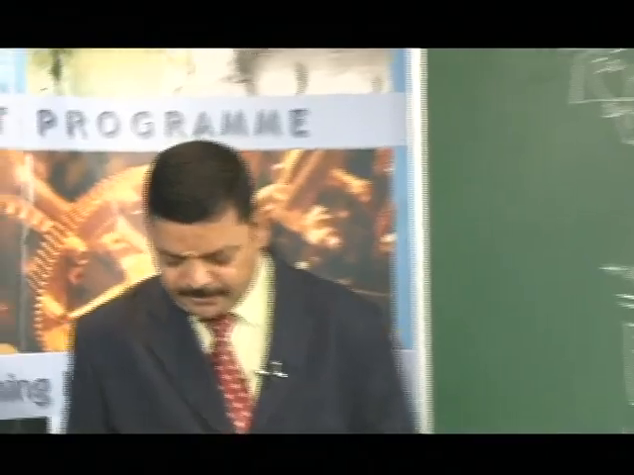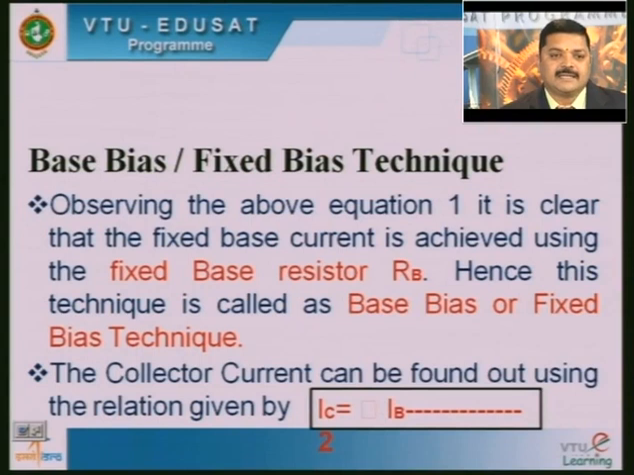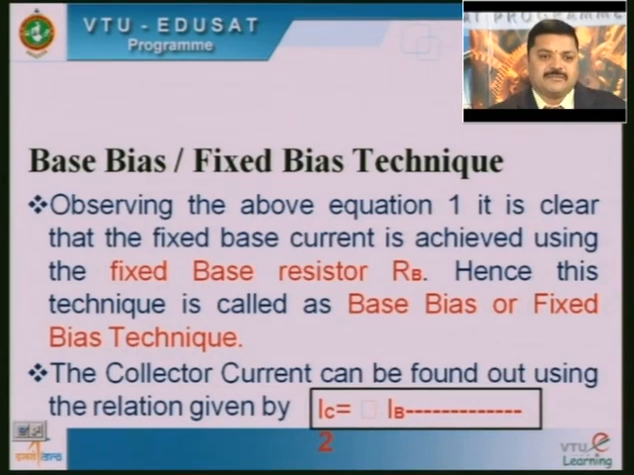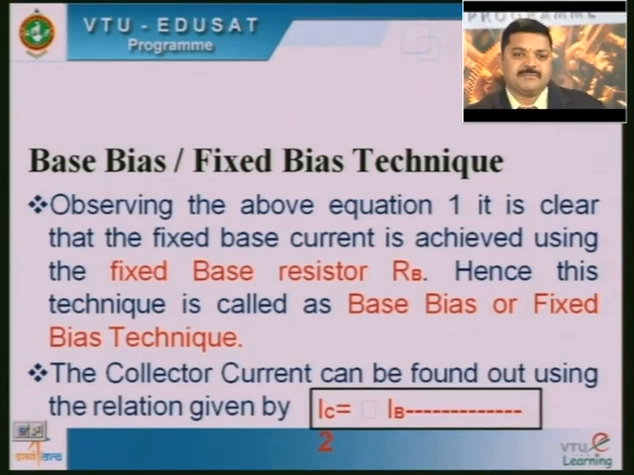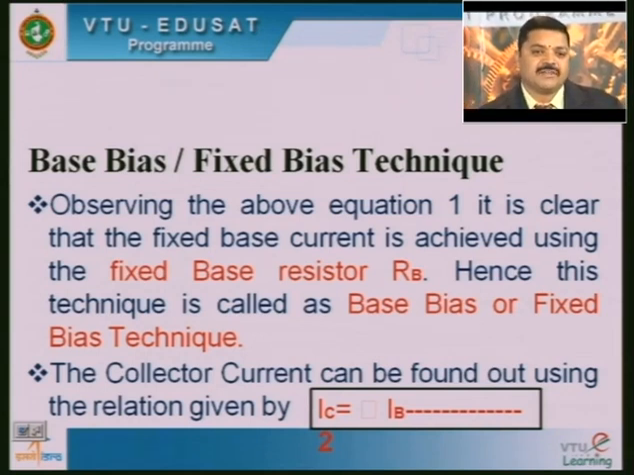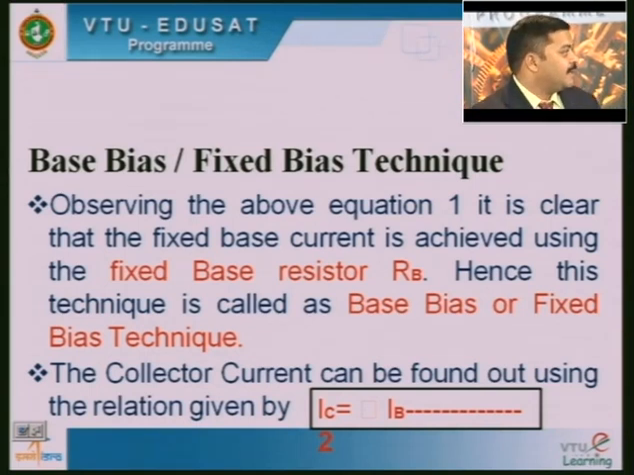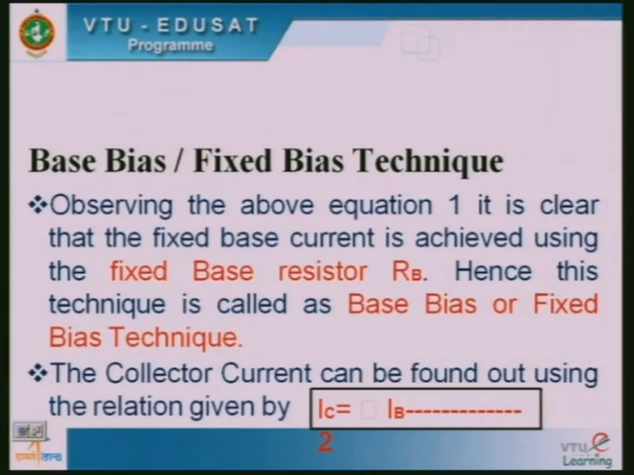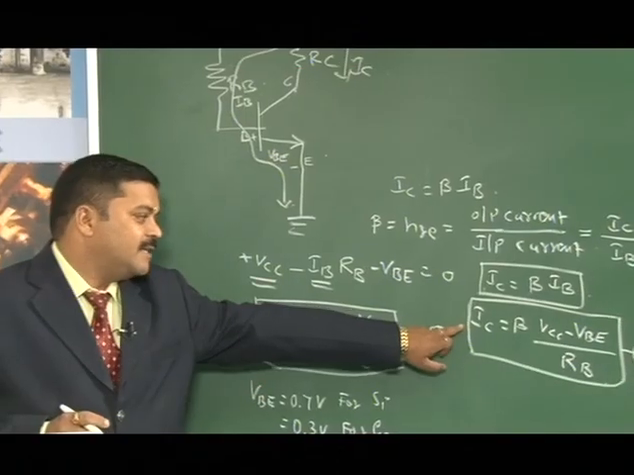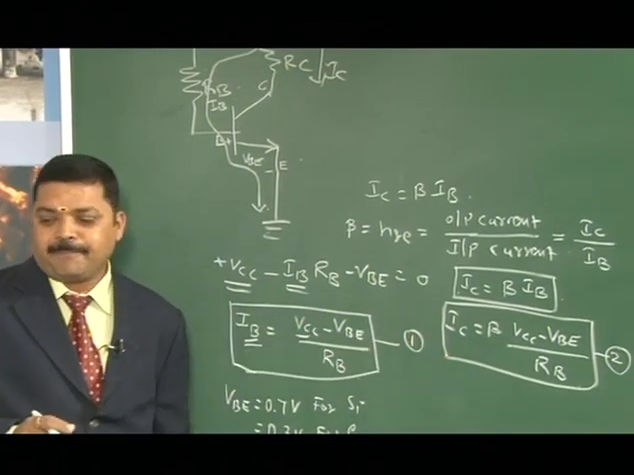Let us come back to this. So that's what, observing the above equation, that is equation number 1, it is clear that the fixed base current is achieved using fixed bias base resistor RB. Hence this technique is called as base bias or fixed bias technique. The collector current is given by beta times IB. So it is written here beta times IB, and we get IC is equal to beta times VCC minus VBE divided by RB.